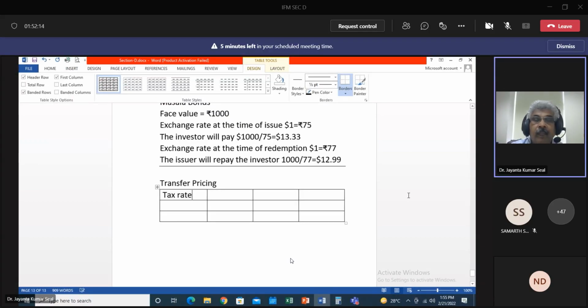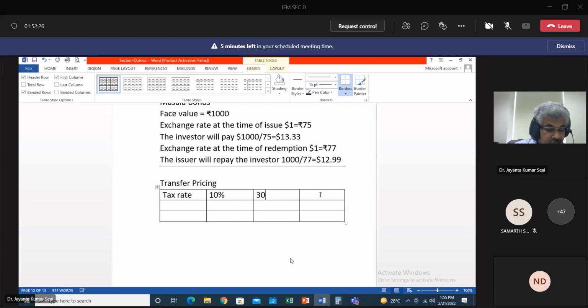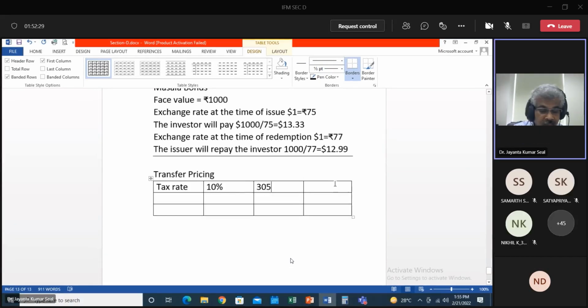Tax rate. So here it is 10%. Here it is 30%. The parent company, this is a subsidiary company, or this is a subsidiary company, this is a parent company, whatever is the case. Okay. So now suppose, just changing it, this is 30% and this is say 10%. So this is the subsidiary company and this is the say parent company.